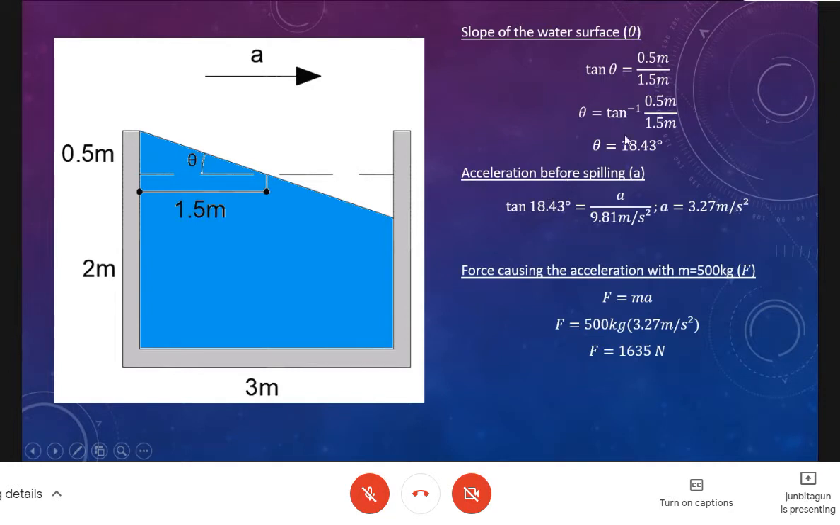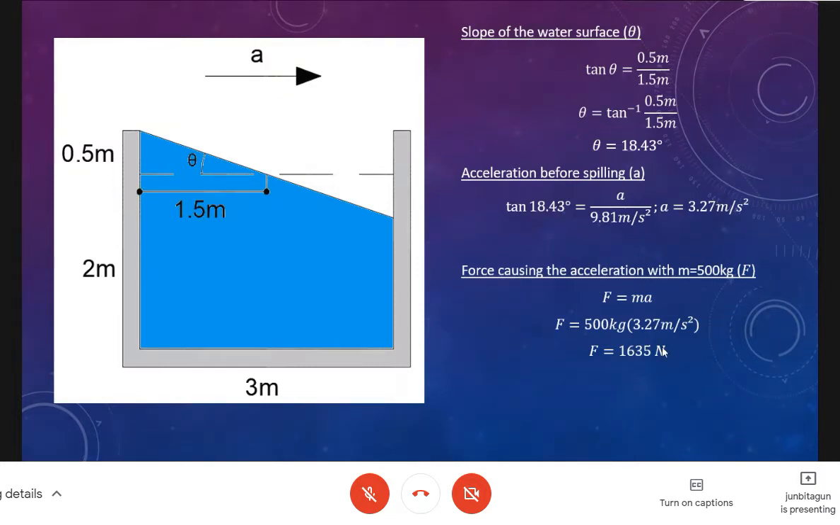Then after that, use that angle in order for us to get the acceleration in that situation. So here, tangent of the theta is equal to the acceleration over the gravitational acceleration. Now we can get the horizontal acceleration as 3.27 meters per second squared. The next after this, let's calculate the force, if the mass of this container is 500 kilograms. Now we can use this acceleration and this mass for us to get the force. So just multiply both of them. We can now get that the force needed for it to happen would be 1,635 newtons.